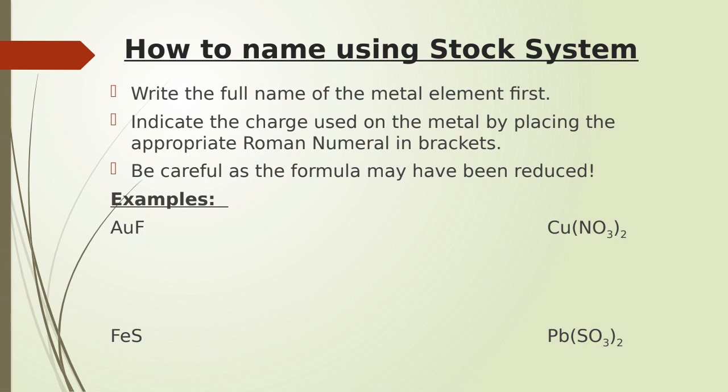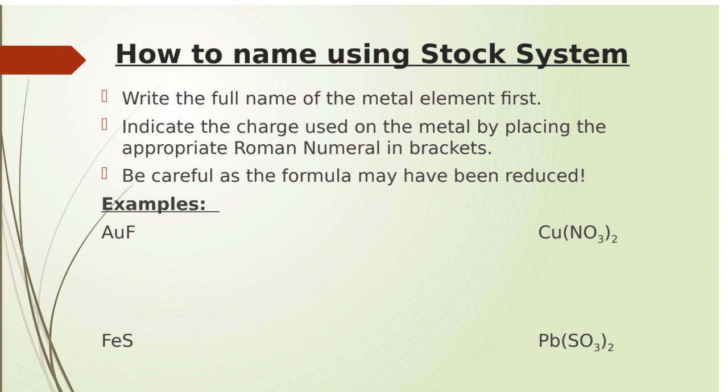Naming chemical compounds using the stock system is just a little bit more challenging. And the reason for this is this last bullet that is here. You have to know whether your formula has been reduced or not. So as we just did some examples of coming up with the chemical formulas, we see we have to indicate the charge of your metals in Roman numerals.